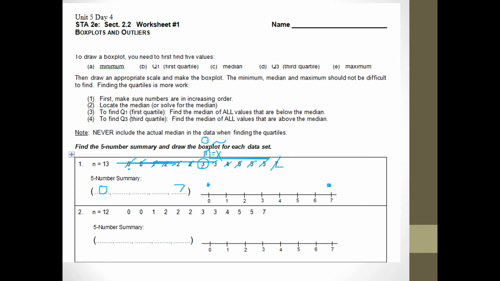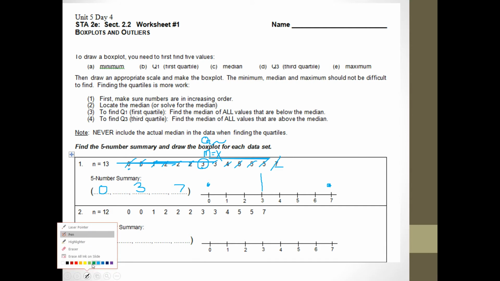I can also abbreviate that Q sub 2. All of those are abbreviations for the median: the M, the X with the squiggly, or Q2. That 3 is going to go in this middle spot right here. The Q2 always goes in the middle. And then I come over here and I make a line at 3.